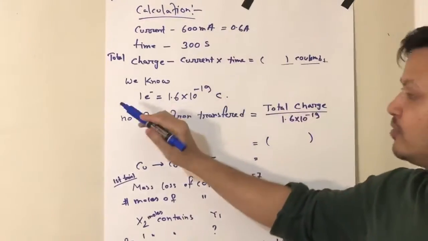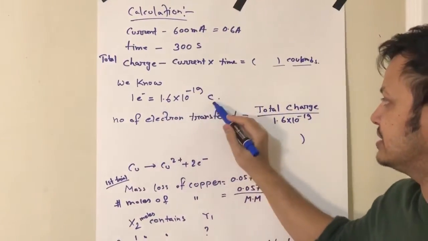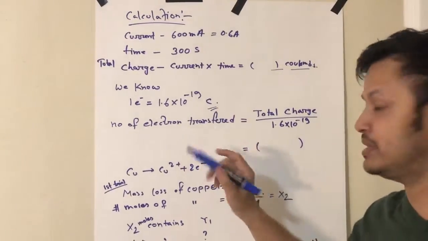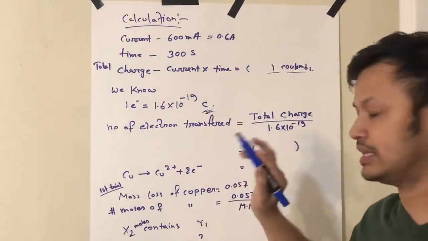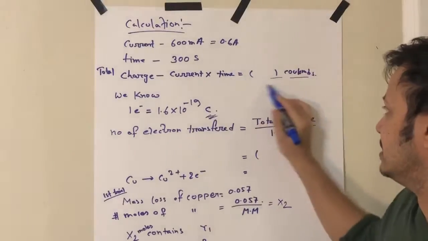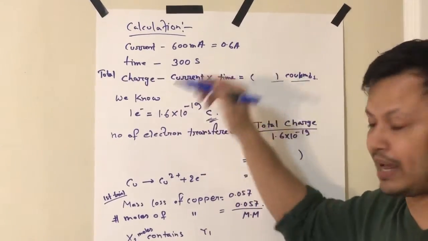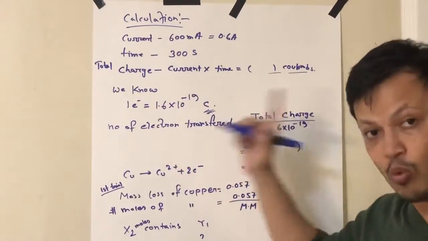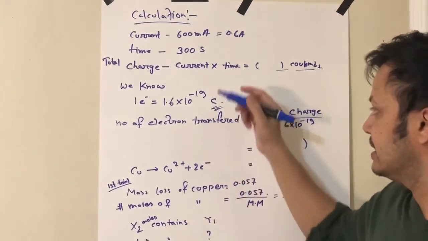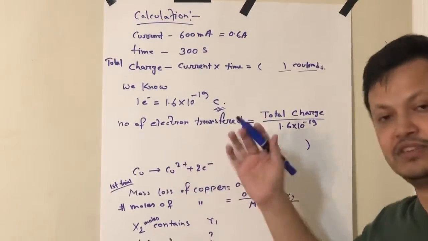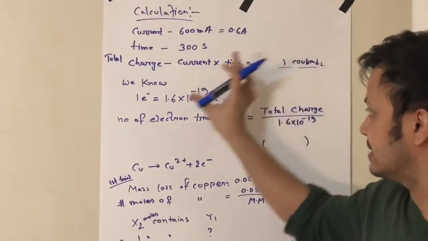But we know that 1 electron is equivalent to this charge, this many coulombs. Try to understand: this is the total charge you supplied, and this is the charge of 1 electron. So for the number of electrons transferred, this is the total number, and this is the one.